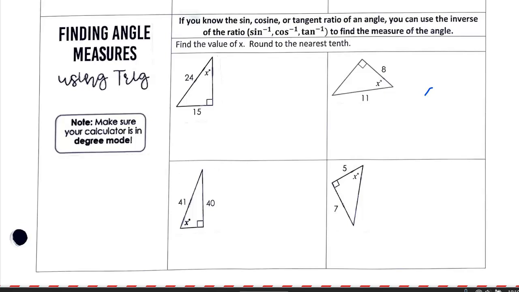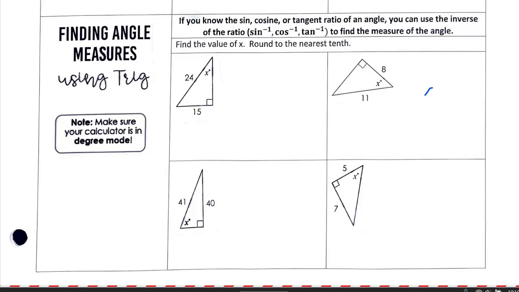So finding a missing side, easy. We just type right in sine, cosine, tangent into our calculator. But if we're trying to find the angle, then we have to remember to hit second first, the second button, then sine, cosine, tangent, depending on which inverse ratio you're trying to find. And again, please make sure your calculator is in degree mode.